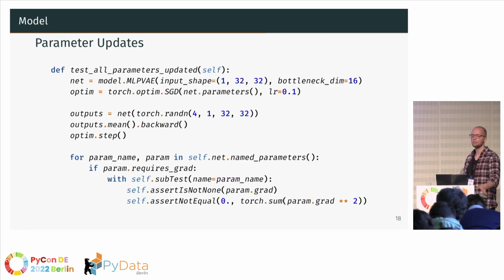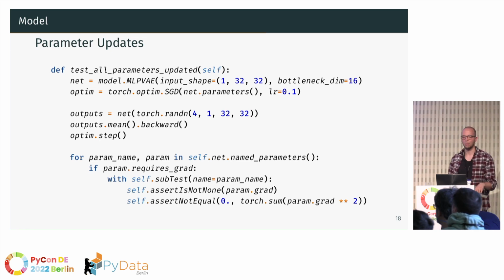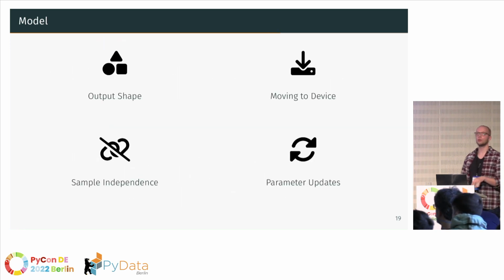Okay, next thing is parameter updates, which means all the parameters in your network should be updated when you do an optimization step. If they are not, this is weird, because then the parameters are either not used or you did something wrong. Which is basically just, again, do a backward pass, do an optimizer step, and see if the gradients are there. So they should not be None, and the gradient norm should be greater than 0, which it should be in this case, because we did a really dumb loss.